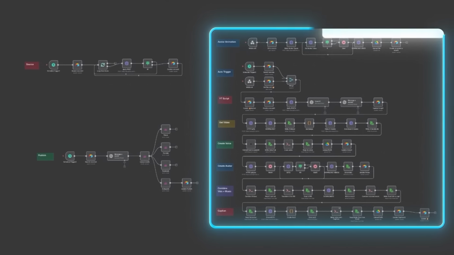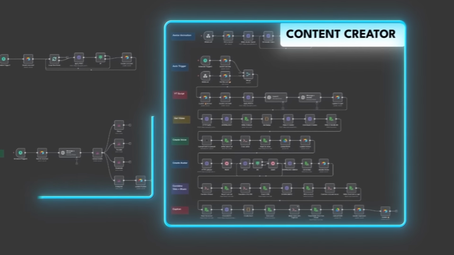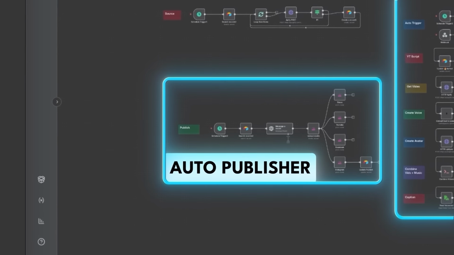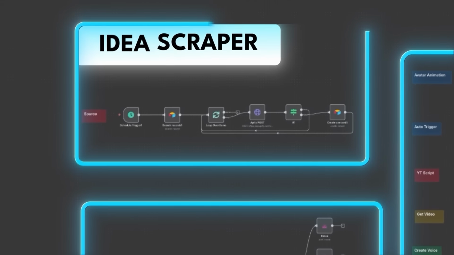So if that's something that you want to set up, I'll show you 3 automations in this video. First one is the AI content creator. The second one is the automatic publisher, and the third one is the automatic idea scraper. So it can run 24/7 without you actually even being there.